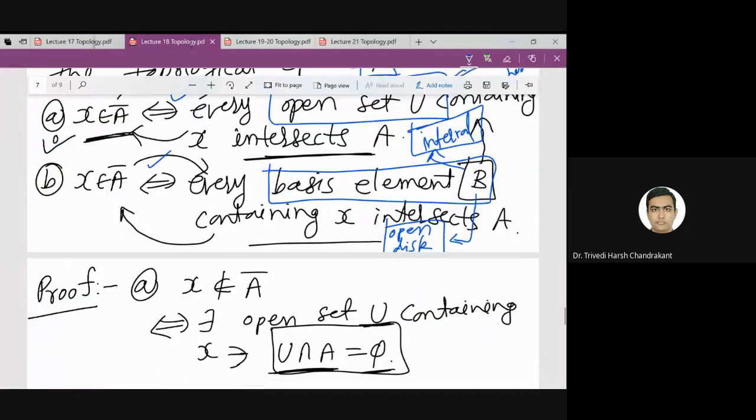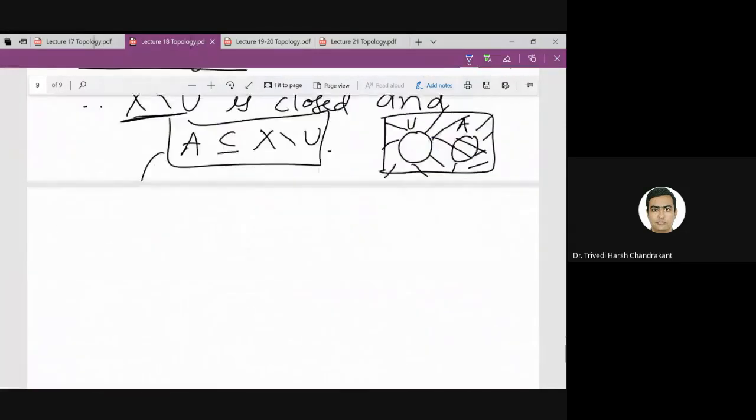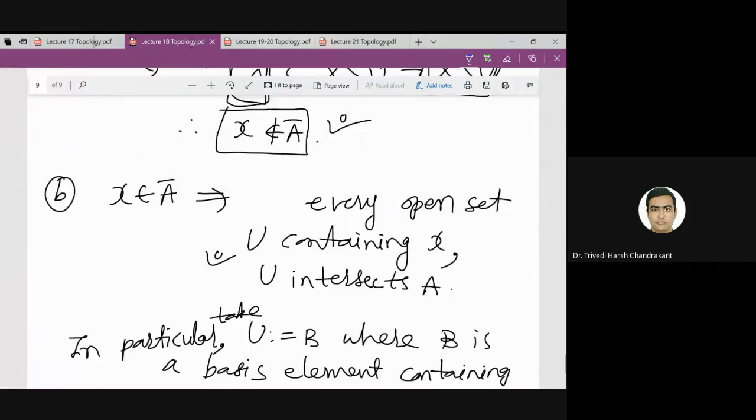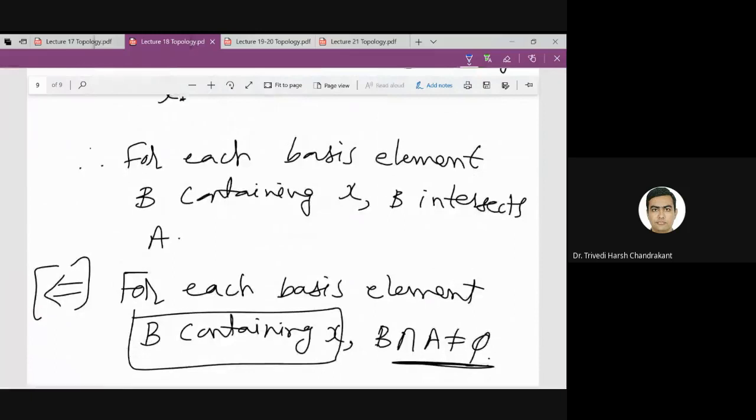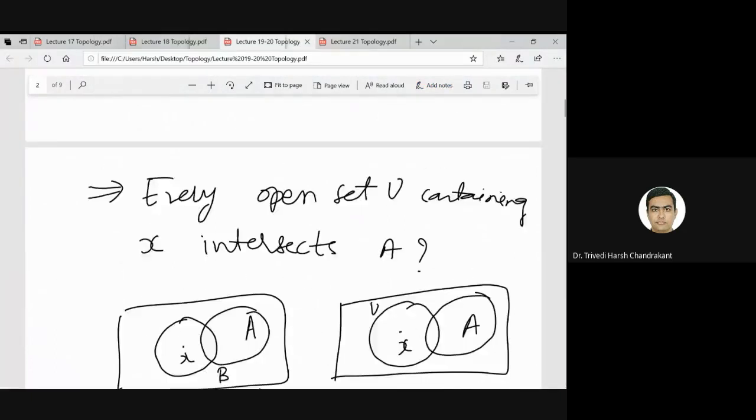So that is the starting point for today's lecture. This result we proved in the last lecture. Now let us start today's lecture.